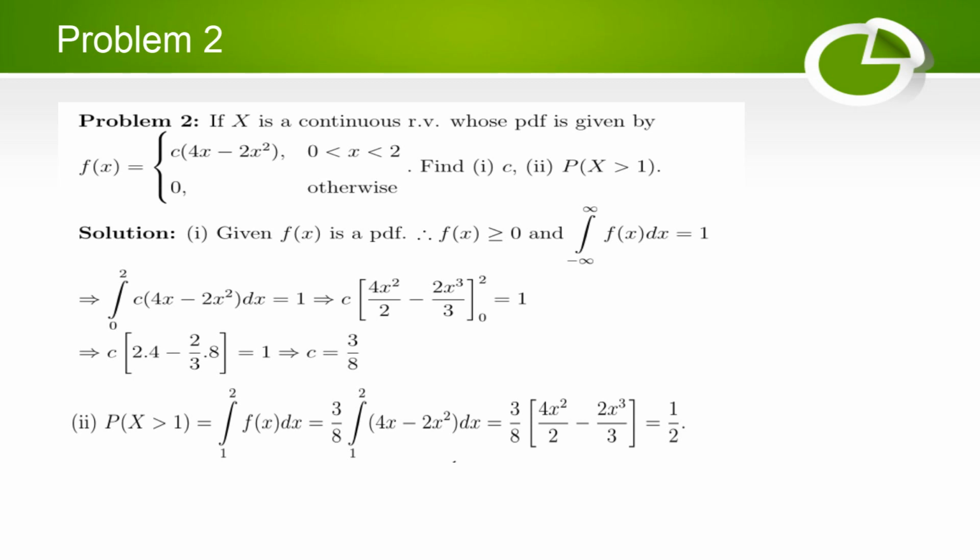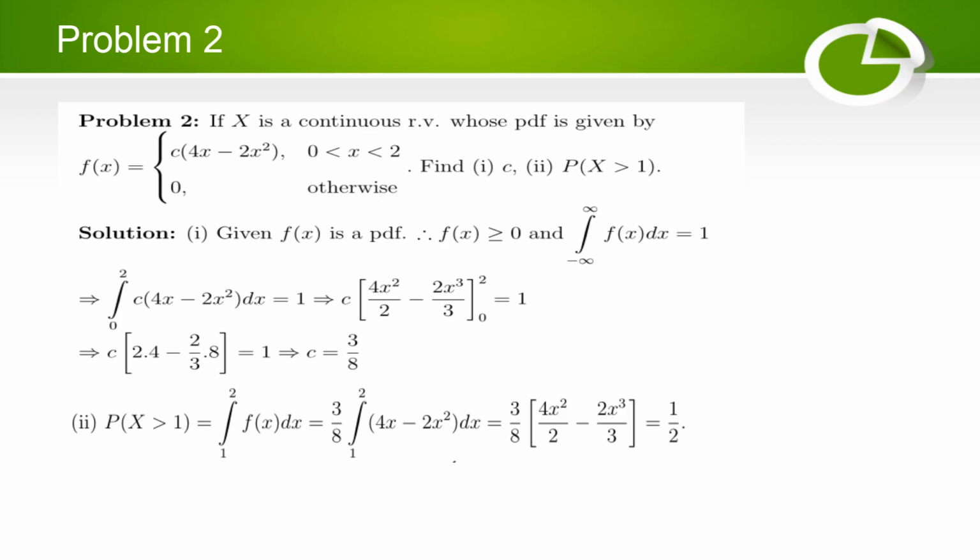Given f(x) is a PDF. Therefore f(x) is greater than or equal to 0 and the integral from minus infinity to infinity of f(x) dx equals 1. This implies the integral from 0 to 2 of c into (4x minus 2x squared) dx equals 1, which implies c into 4x squared by 2 minus 2x cubed by 3 with limits 0 to 2 equals 1. This implies c into 2 into 4 minus 2 by 3 into 8 equals 1, which implies that c equals 3 by 8.